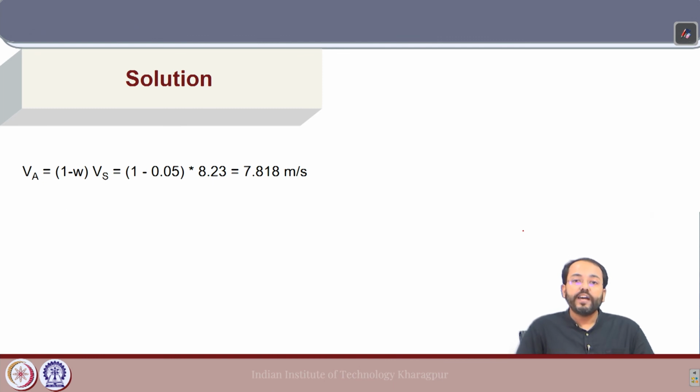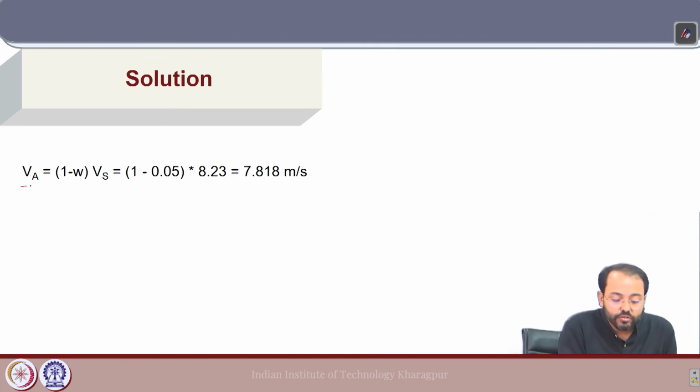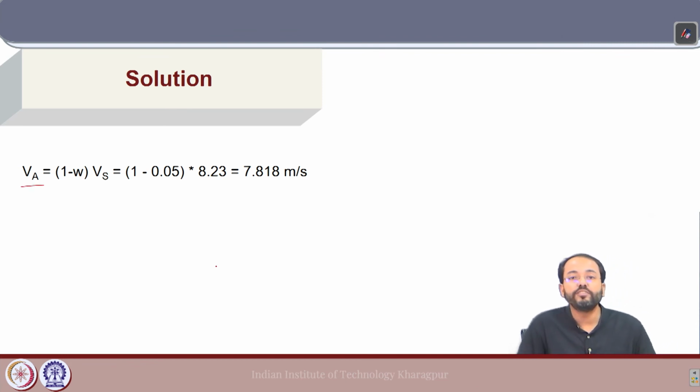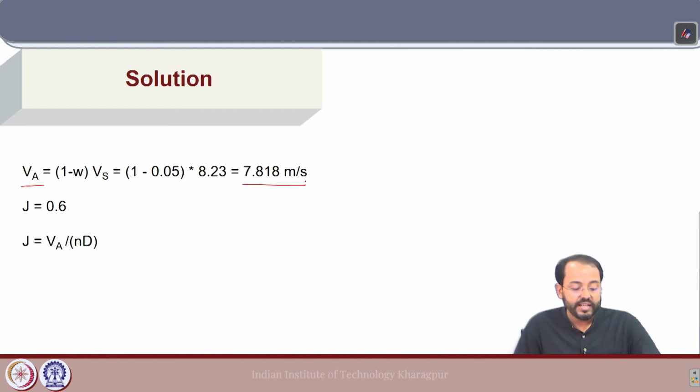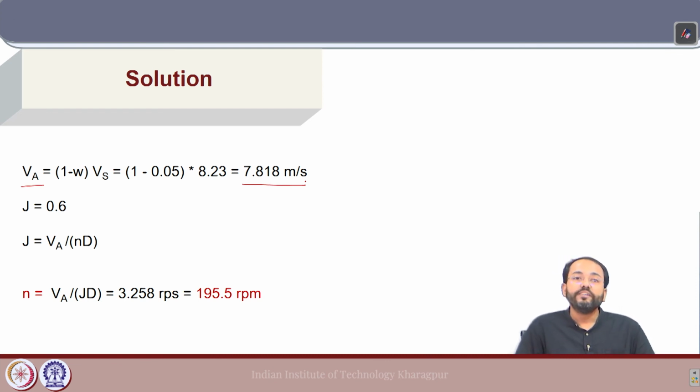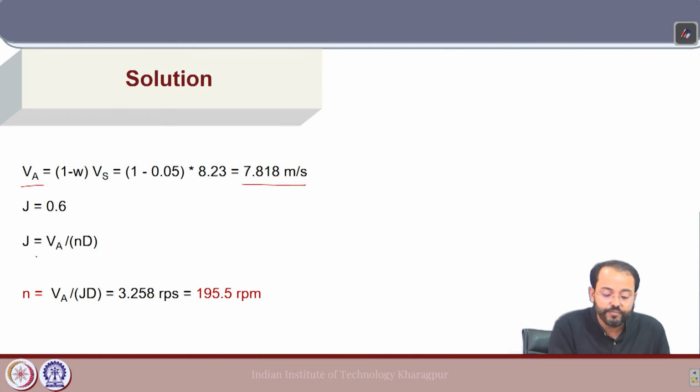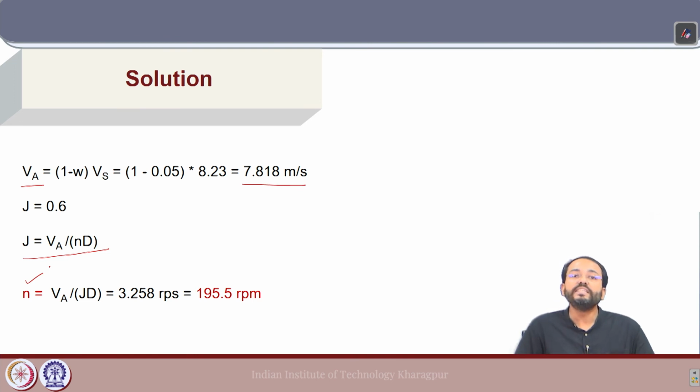So, based on the given value of ship speed and the wake fraction, we can calculate the advance velocity. So, VA can be calculated based on Vs and wake fraction. Next, using the value of J, we can use this VA to get the value of N. We have already been given the value of the advance coefficient. So, if we know the velocity of advance VA, we can use this equation to calculate N. Okay. So, this gives the propeller RPM, the first part of our answer.